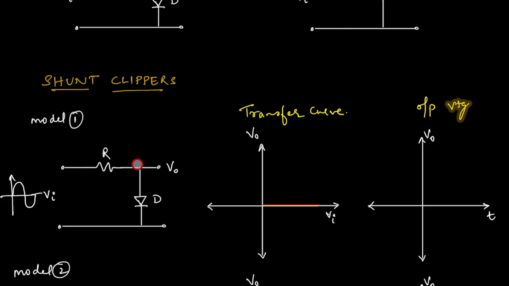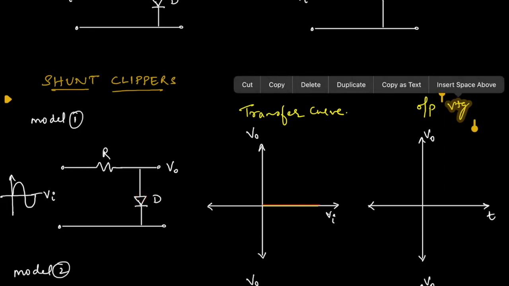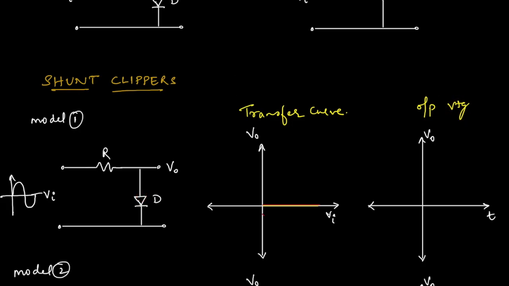Now for negative input, what is the output? It is the same as the input. Everything goes to the output, since for negative the diode is an open circuit. So if you give -1, you get -1. If you give -2, you get -2. This is the point, for -3 this is the point, for -4 this is the point. It is a continuous value, so if I join these, I get this line. Hope you understood how to draw the transfer characteristics.